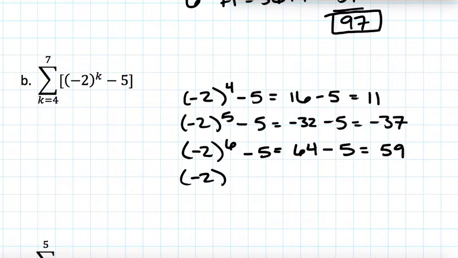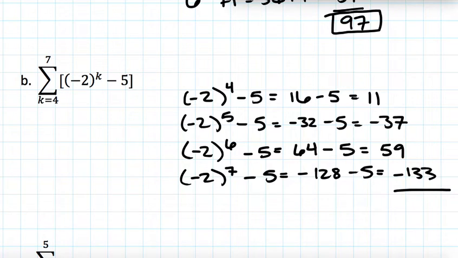And then the last number that I'm plugging in is 7. So this is going to be negative 128. Again, use a calculator if you can't do these exponents in your head. That's totally fine. Negative 128 minus 5 is negative 133. So I'm adding 11 plus negative 37, or 11 minus 37, plus 59 minus 133. If I add all those together, I should get exactly negative 100. Use your calculator, again, if you want to for this. So that's the answer for part B.